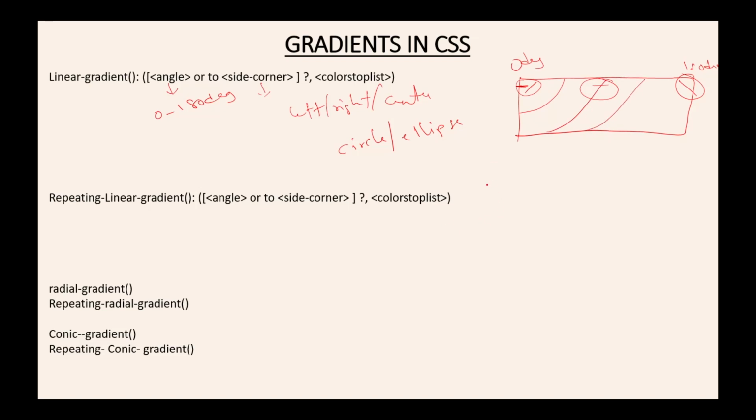Just observe these, and again I will show one more example here. This is one element area, element width and height. So this line is nothing but the gradient line.